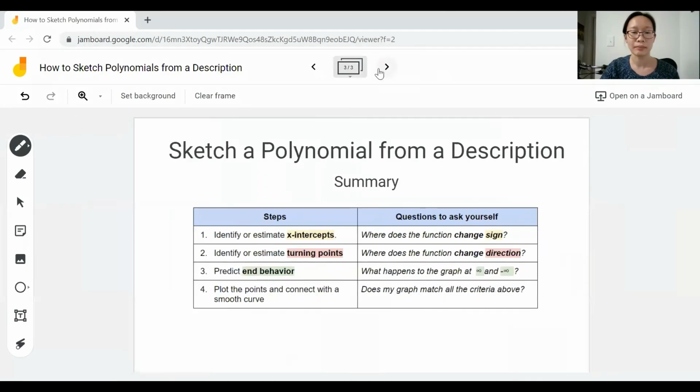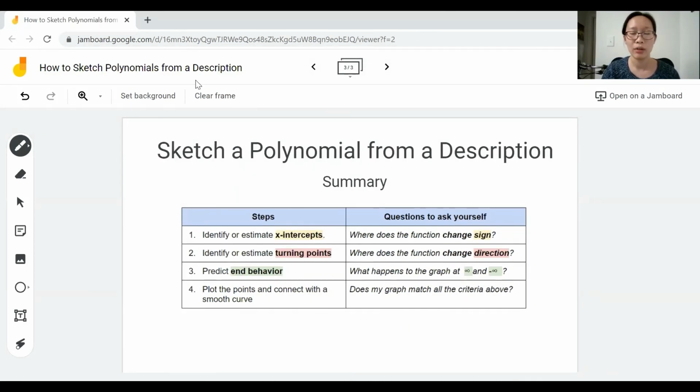Let's summarize. When we're given a description of the polynomial and we're asked to sketch it, we want to do 4 things. The first is to identify or estimate the x-intercepts. Where does my function touch or cross the x-axis or change signs? The second is to estimate turning points. This is where my function changes direction, going from increasing to decreasing, or decreasing to increasing. The third step is to predict end behavior. You want to know what's happening on the right when x is approaching infinity, or on the left when x is approaching negative infinity. Finally, once you have all your points, you can connect the dots with a smooth curve, and you can ask yourself, does my graph match all the criteria above?